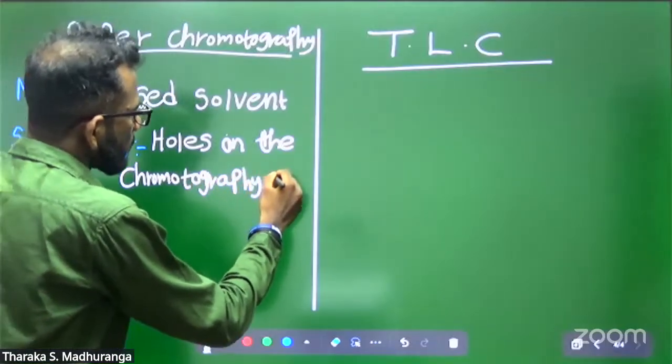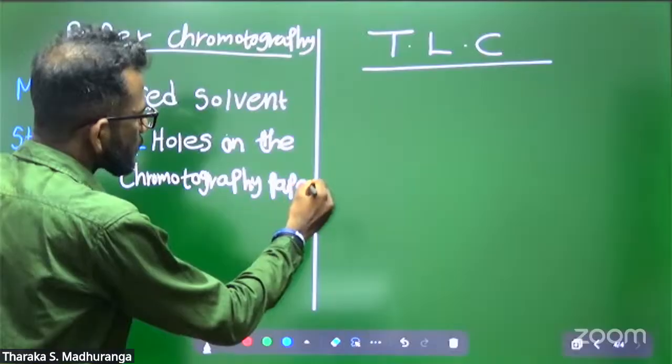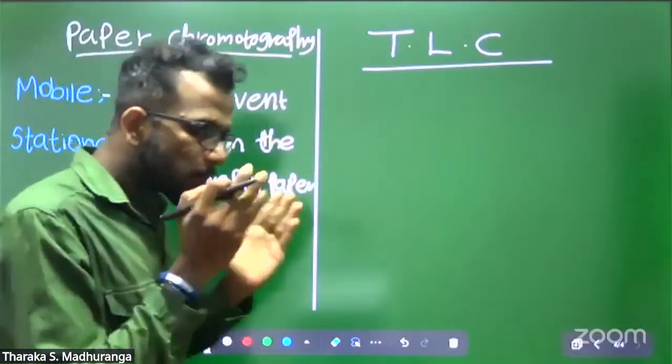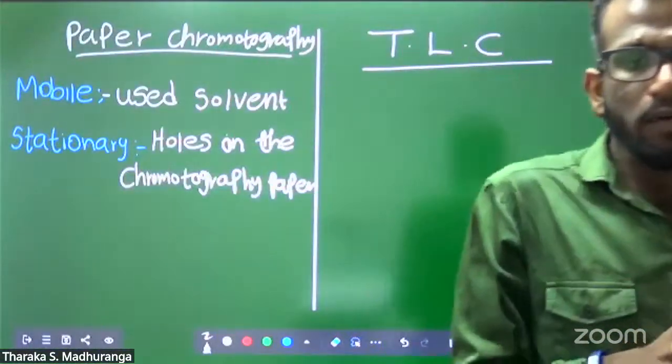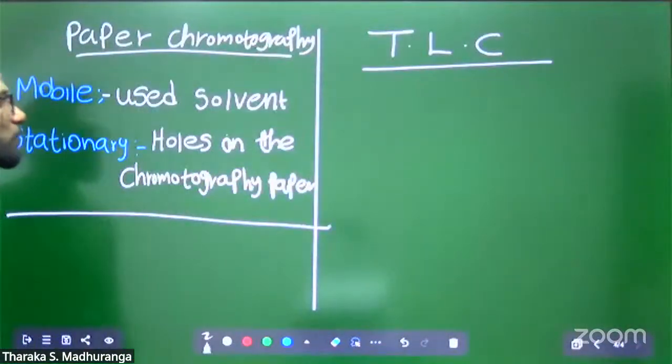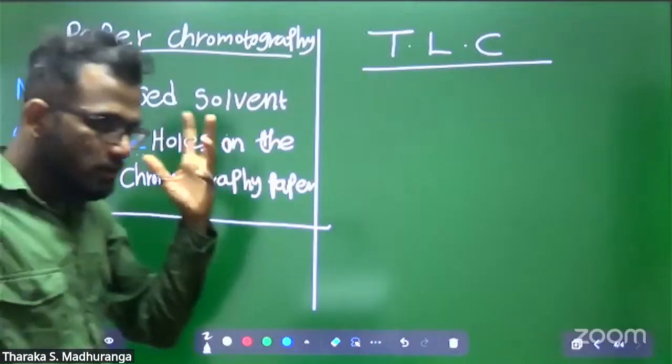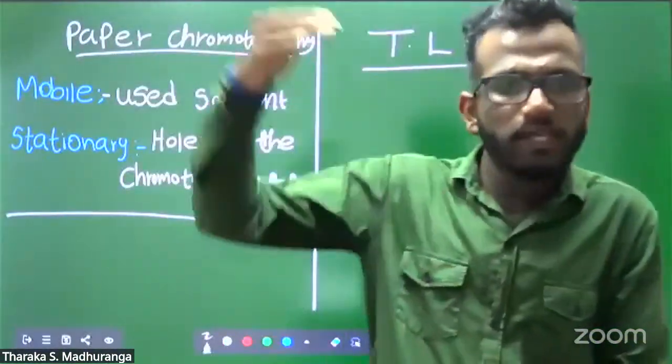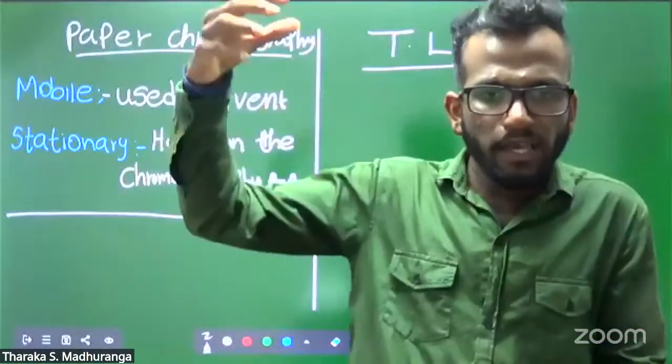Holes on the chromatography paper. Okay, they are the answers for mobile phase and stationary phase for paper chromatography. In paper chromatography, the mobile phase is the used solvent, that means the traveling agent.